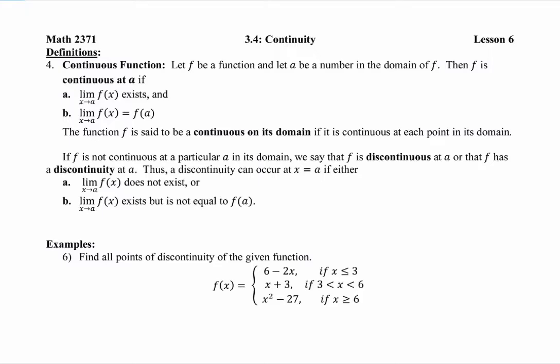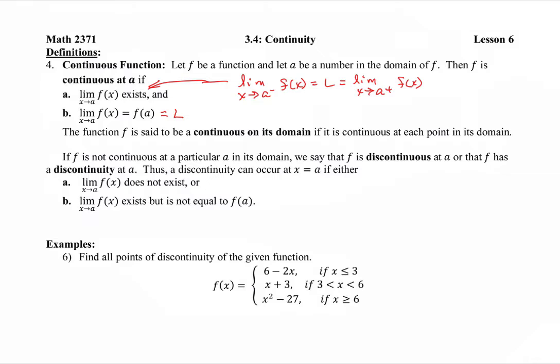In other words, for the limit to exist, the limit as x approaches a from the left of f of x has to equal L, and has to equal the limit as x approaches a from the right of f of x, which has to equal L. That is what it means for the limit to exist. And the function value has to be L.